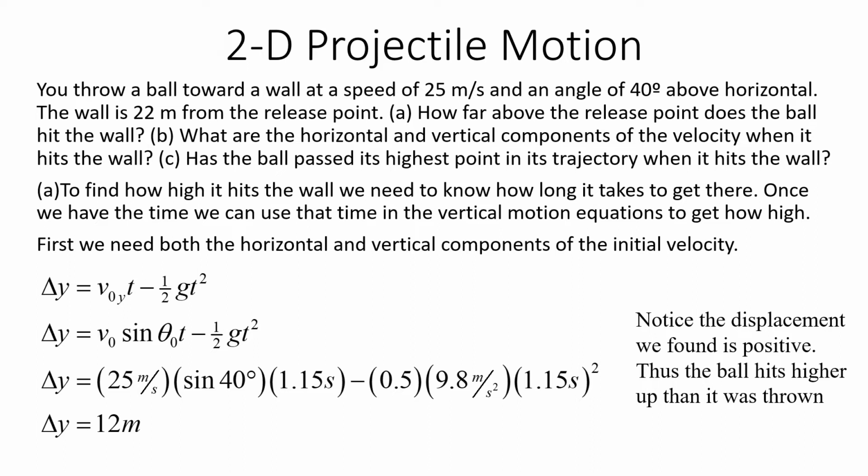And then the minus 0.5 for the 1/2, 9.8 meters per second squared for the g, and 1.15 seconds squared for the time. I crunch those numbers, we get 12 meters. So notice the displacement is positive, so it's 12 meters above the release point. So we've got the answer to part A. How far above the release point does the ball hit the wall? Well, it's 12 meters up.